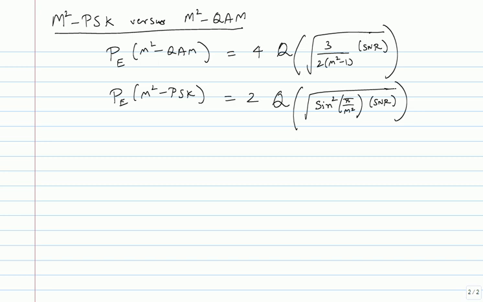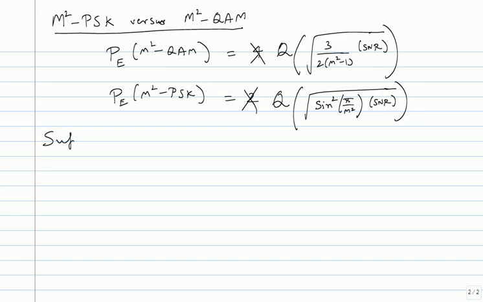And then we'll ask the question. We'll ignore these differences. Now I'm going to ask the question. Suppose these two probabilities of errors have to be equal. What SNR do I need for M squared QAM and what SNR do I need for M squared PSK? And I'm going to compare those two things. So that's what I'm going to do.